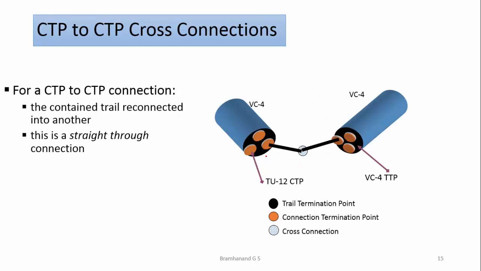CTP to CTP connection. Once I have done a termination for a VC4, as I would have TU12 CTPs, I can make a cross connection directly from a TU12 CTP of one particular trail to a TU12 CTP of another trail which was terminated in, say for example, an ADM.